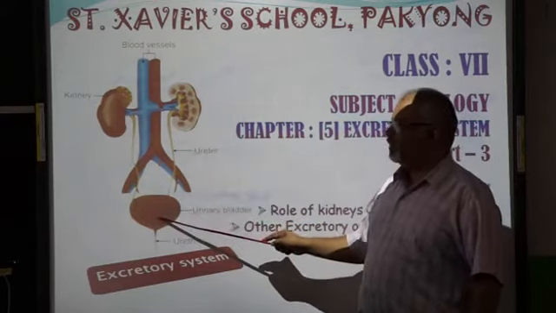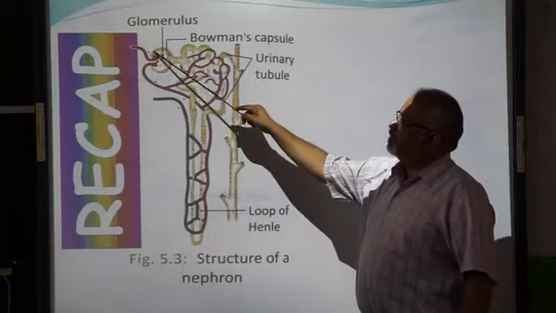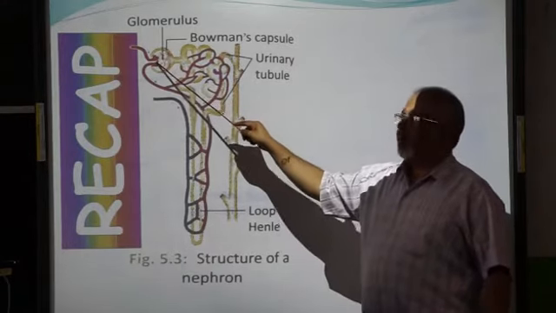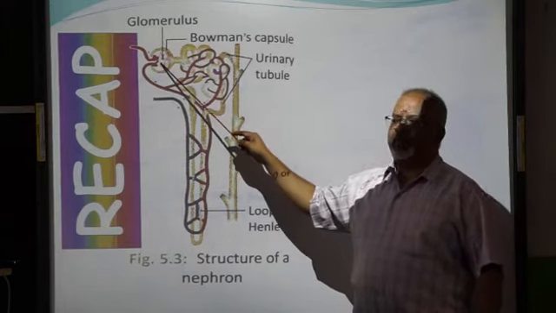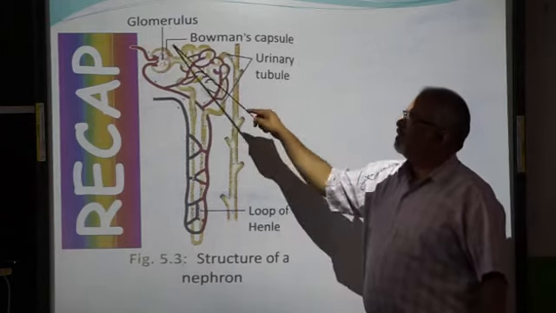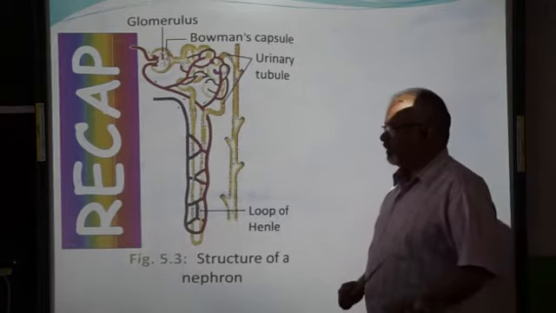We studied about the structural and functional unit of kidney, that is nephron. So this is the structure of nephron. I told you this is the Bowman's capsule. Inside this, the tuft of capillary or the network of capillary is there, which is called glomerulus. Together we call it Malpighian body, and this is the urinary tubule.